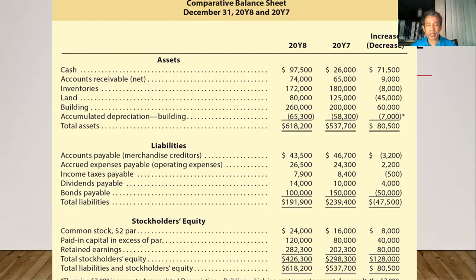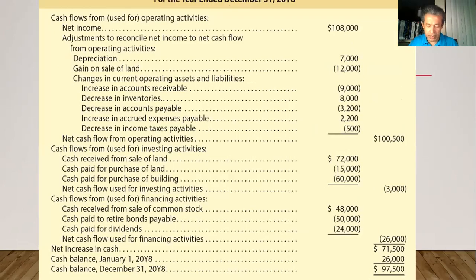All right, so that looks like that's all that we have. Get to the operating section. Let me see. What I have is 108 plus 7 minus 12 minus 9 plus 8,000 minus 3,200 plus 2.2 minus 0.5. Perfect. So we have net cash flow from operating activities, CFO, of $100,500. All right, you can see my items and compare them with their items.